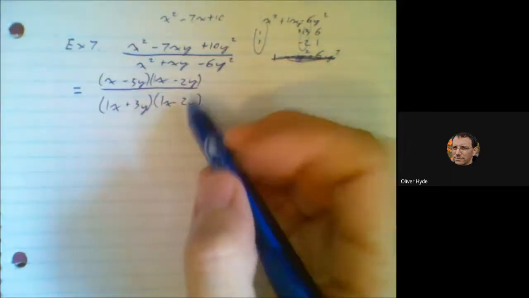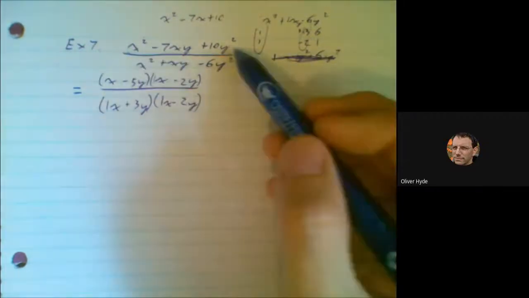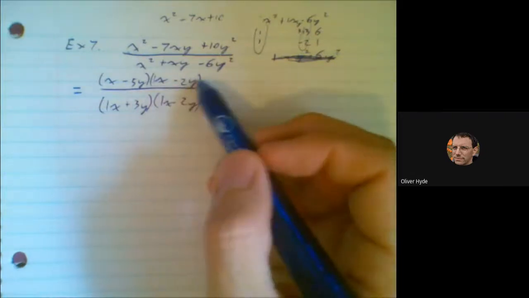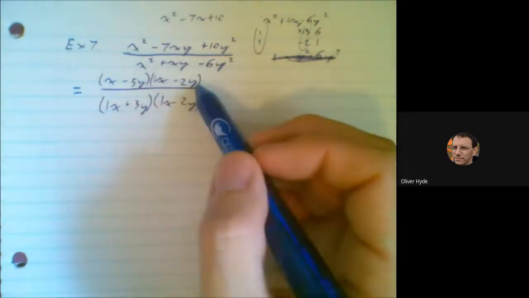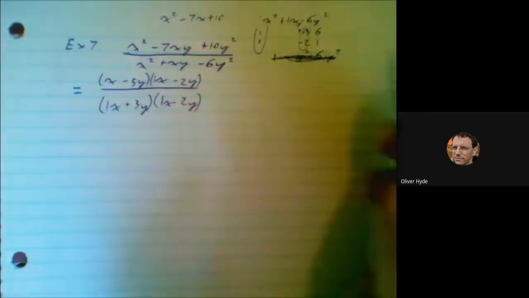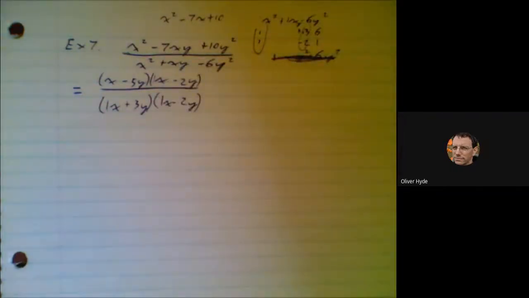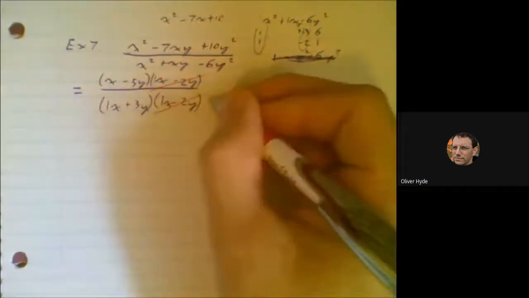Scanning for shared factors. There's no factor of x squared here. x squared and x squared can't divide out because x squared isn't being multiplied. x minus 2y could be divided out because x minus 2y is being multiplied. The entire expression is being multiplied. I could divide this x minus 2y by this x minus 2y as long as x minus 2y isn't 0. So I'm left with the simpler expression x minus 5y divided by x plus 3y. And my restriction here is that x minus 2y can't equal 0.